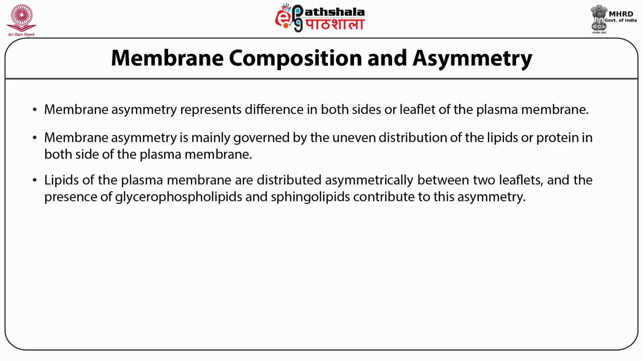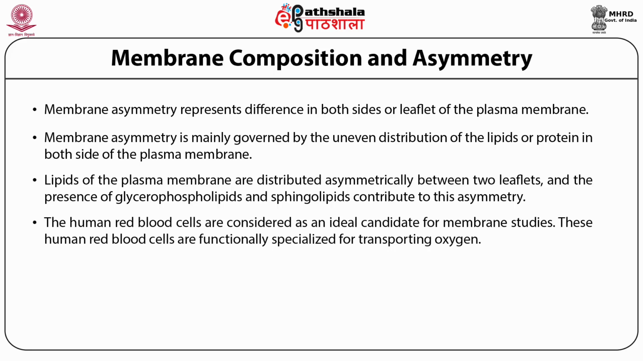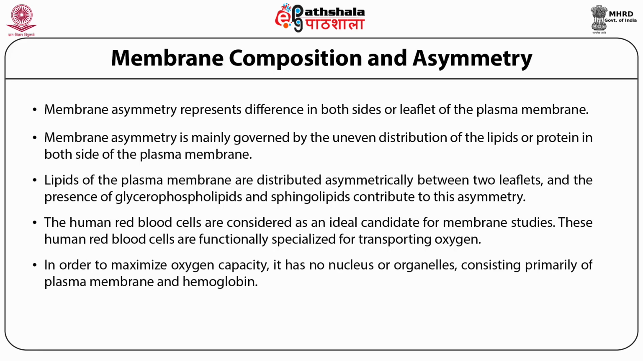So the lipids of the plasma membrane are distributed asymmetrically between the two leaflets, and the presence of glycophospholipids and sphingolipids also contributes to this asymmetry. Human red blood cells, or RBCs, are considered an ideal candidate for membrane studies. These RBCs are functionally specialized for transporting oxygen. In order to maximize oxygen capacity, they have no nucleus and no organelles, consisting primarily of the plasma membrane and hemoglobin.